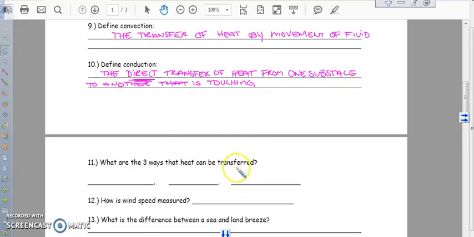Okay, what are the three ways that heat can be transferred? Well, we just talked about all of them, and two of them right here. We have radiation, we have convection, and we have conduction.